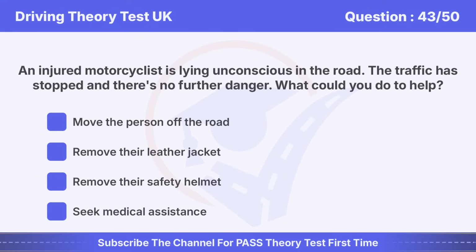Question 43. An injured motorcyclist is lying unconscious in the road. The traffic has stopped and there's no further danger. What could you do to help? Option A. Move the person off the road. B. Remove their leather jacket. C. Remove their safety helmet. D. Seek medical assistance.